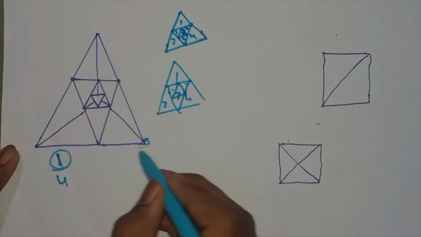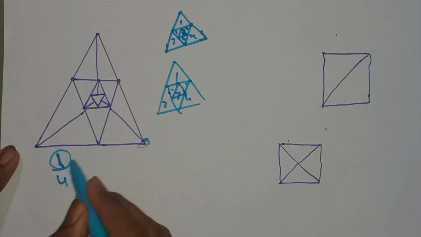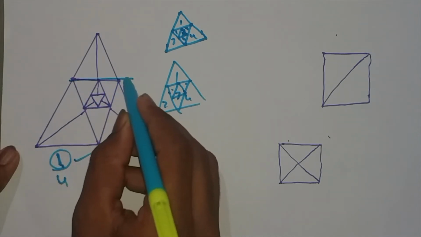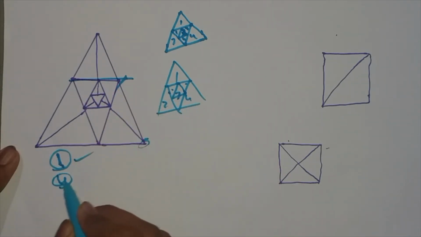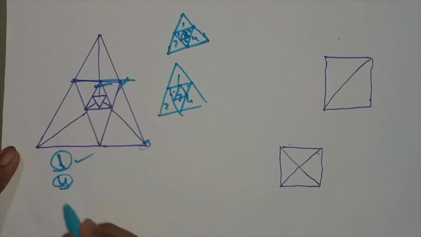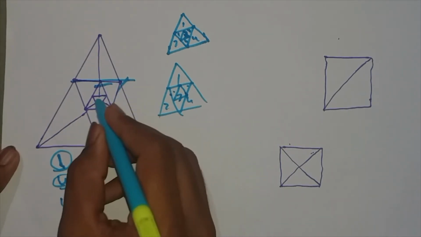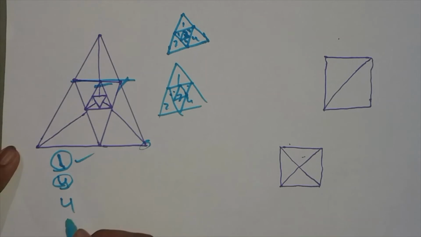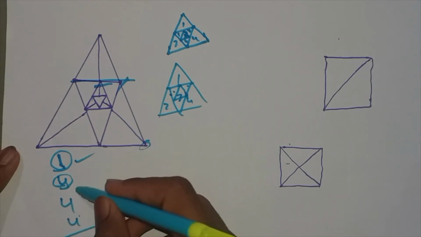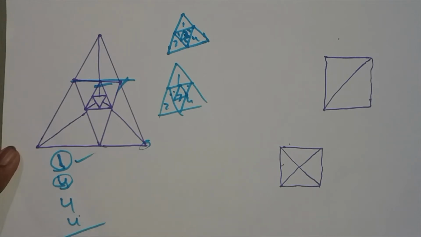So this is the bigger triangle, take the bigger triangle as 1, and for this triangle I have written 4, and for this triangle I will be writing 4, and for this small triangle also I will be writing 4. So how many triangles are there in this? There are 13 triangles in this.